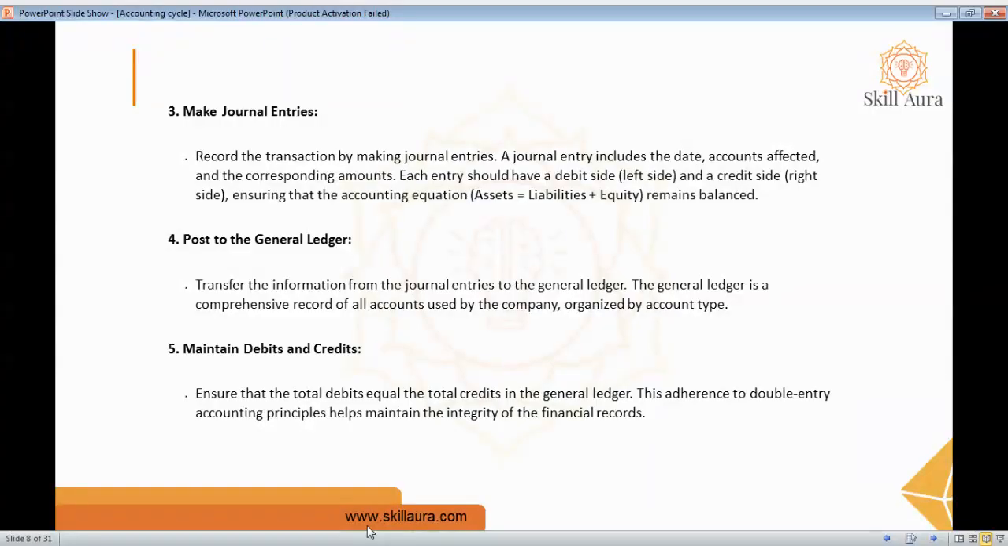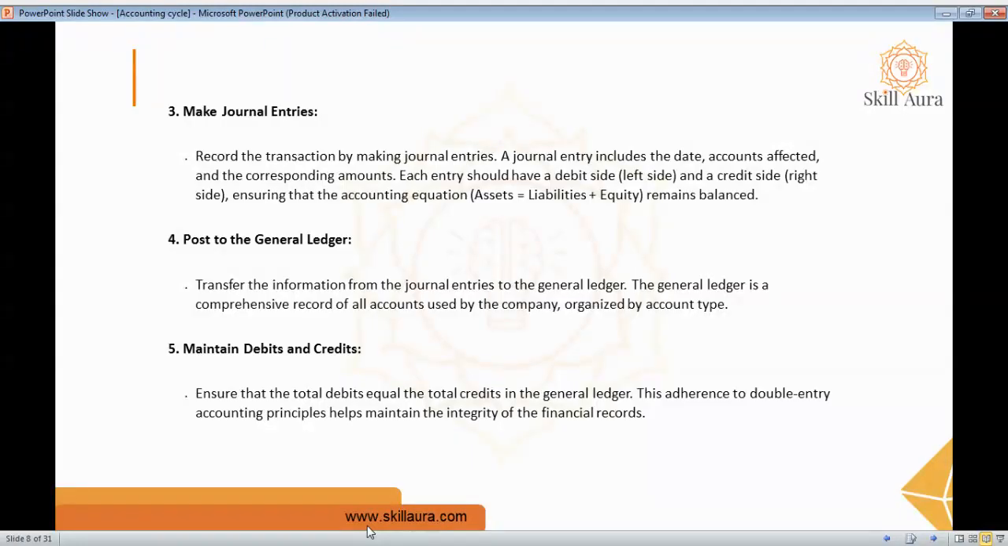The next step is post to the journal ledger. Transfer the information from the journal entries to the journal ledgers. The journal ledger is a comprehensive record of all the accounts used by the company, organized by the account type. Here we have to record all the journal entries into a ledger entry. Then we have to record all types of accounts used by the company and organize the types of account.